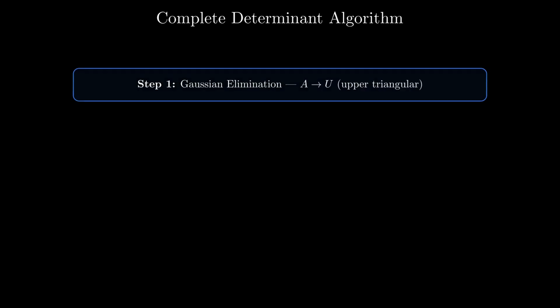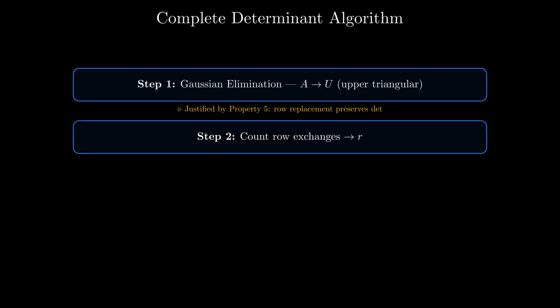Most matrices aren't triangular, so here's the complete algorithm for computing determinants. Step 1, perform Gaussian elimination on matrix A to reach upper triangular form U. A pivot is the leading non-zero entry in each row after elimination. This step is justified by property 5, row replacement operations don't change the determinant.